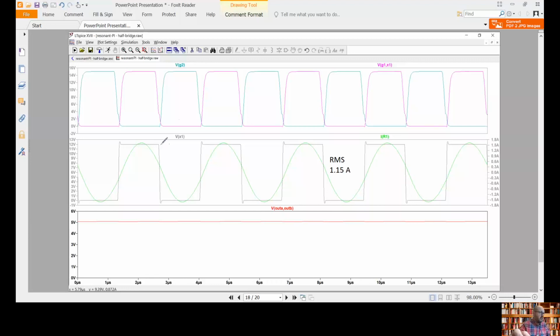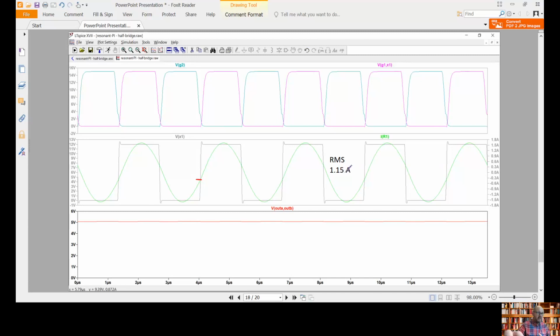Let's take a look at the waveform. We can see here the gate signals again, and the square output voltage, also the resonant current, and the output voltage. So we can see that we are going to have also zero voltage switching. In this case, this value of the current is a little bit lower, but we can obtain even zero voltage switching with no problem.